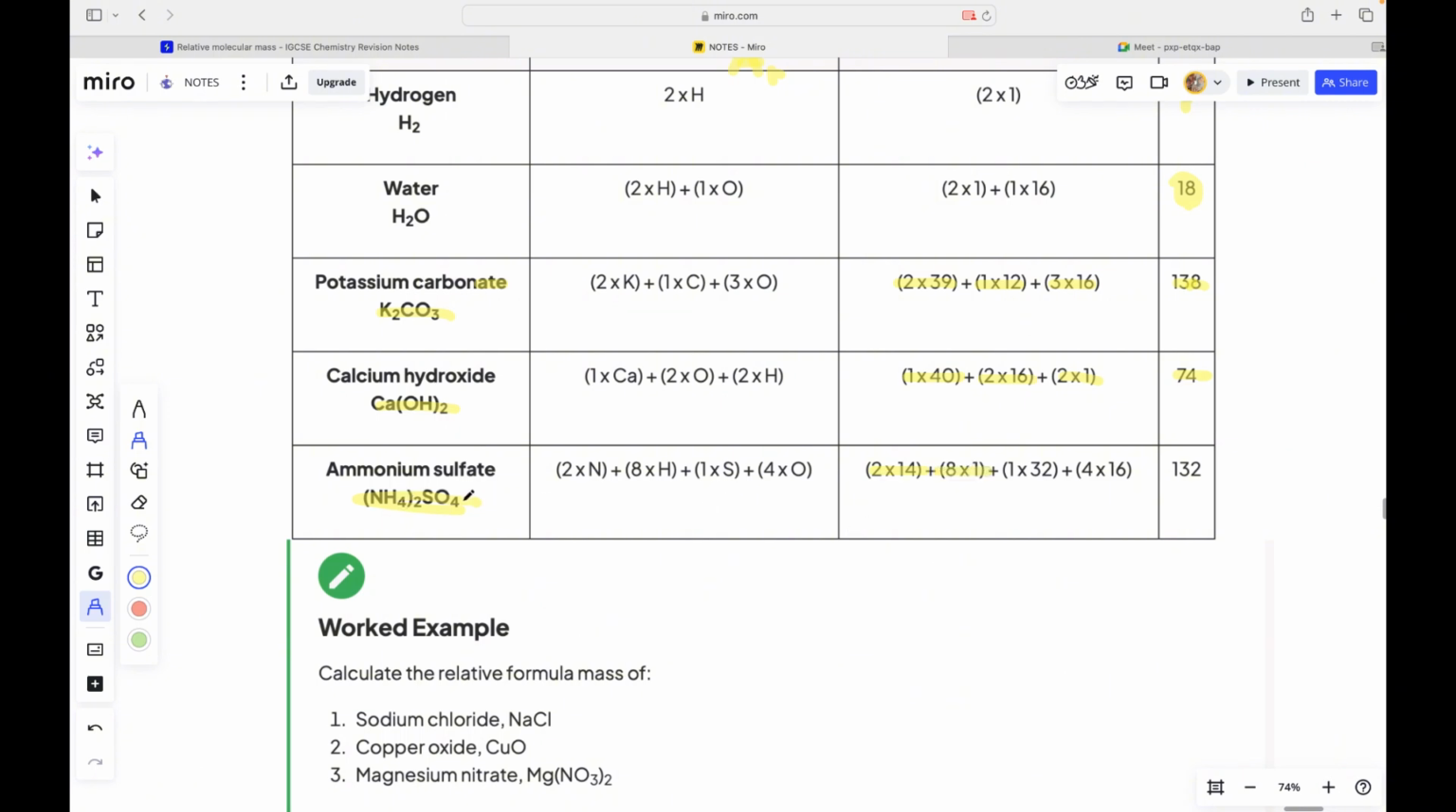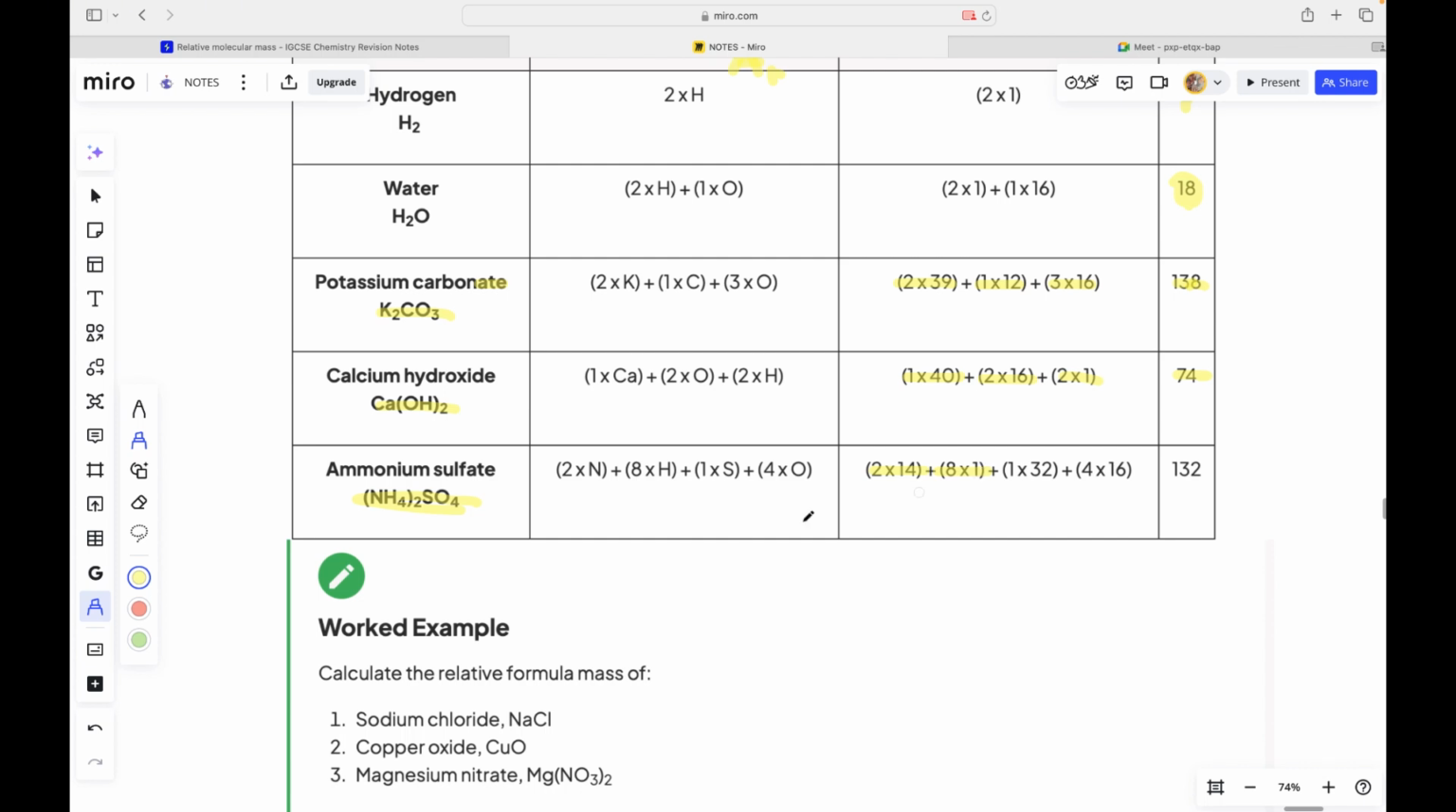Why do we say 8? Because this 2 multiplied by this 4. This is a very critical topic. These 2 multiplied by this 4, you get 8. So 8 times 1, hydrogen is 1. That's how we got 8 here. 8 times 1, you get 8.